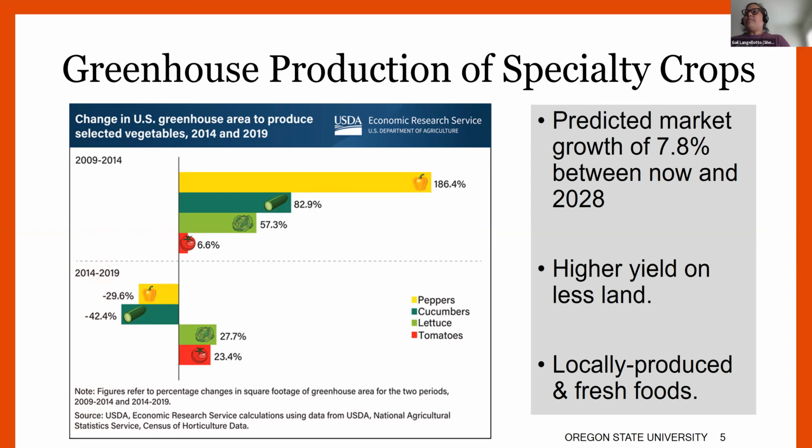Two of the drivers behind the predicted growth of this market is that greenhouse systems and hydroponic systems are able to yield higher yields on less land, and they're also able to co-locate locally produced and fresh foods adjacent to or in urban centers where there are strong markets for the purchase and sale of these crops.